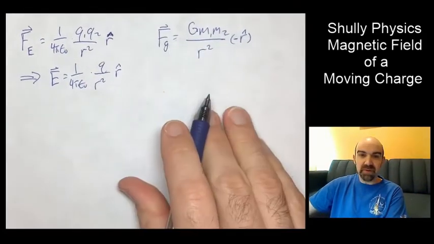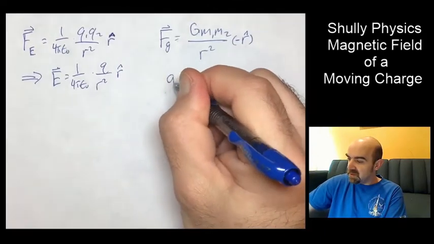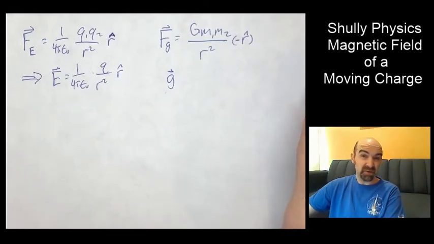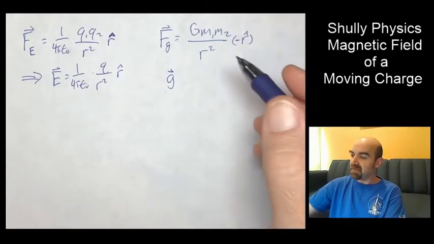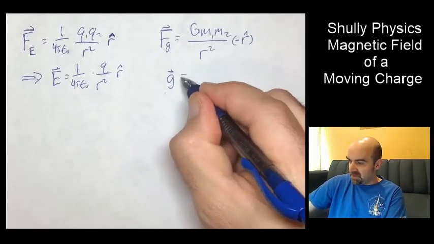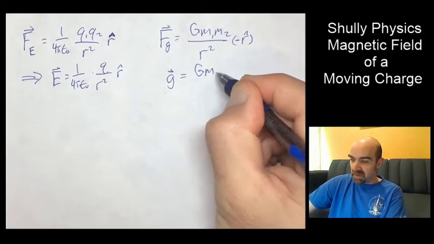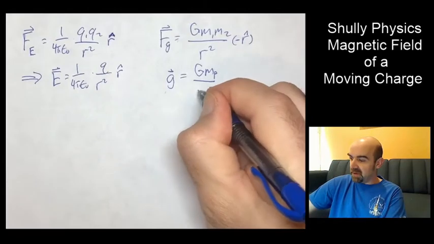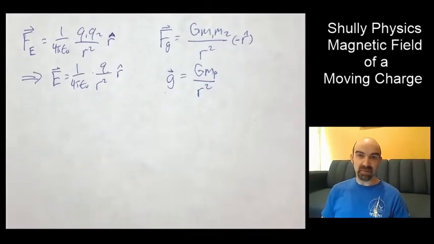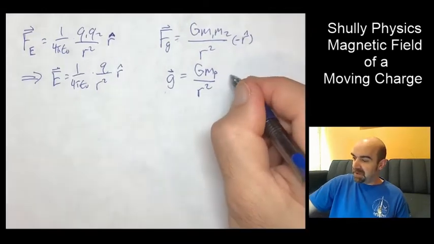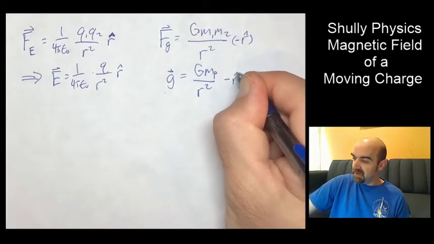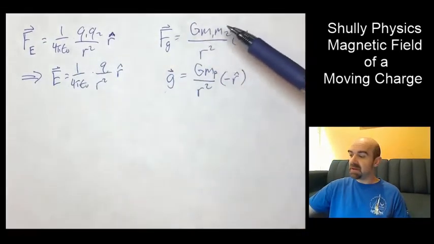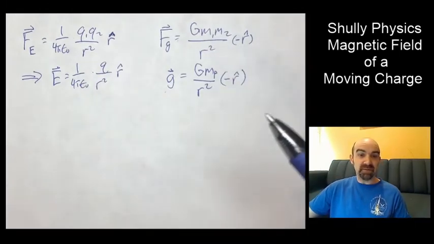Now that gravitational field is what we call little g, 9.8 meters per second squared, the strength of the Earth's gravitational field at its surface. And that is G times the mass of the planet, Mp, divided by r squared. If you're at the surface of the planet, that r would be the radius of the planet. And that would also be in the negative r hat direction. Okay, so there we have the electric force, the electric field, the gravitational force, and the gravitational field.